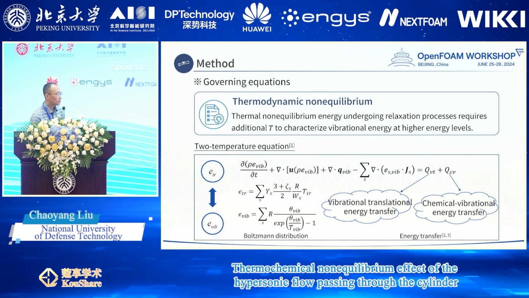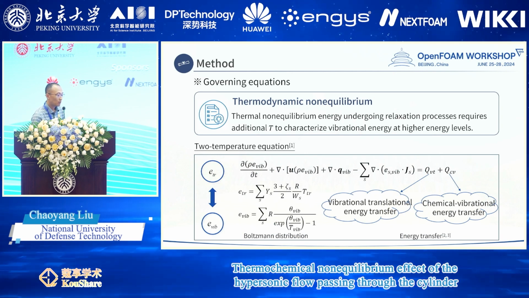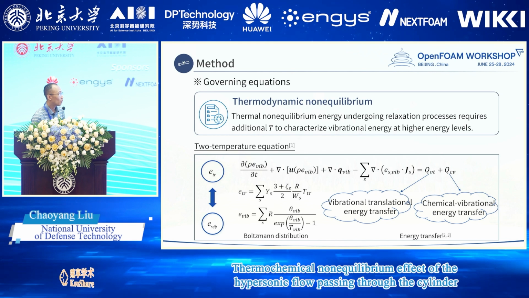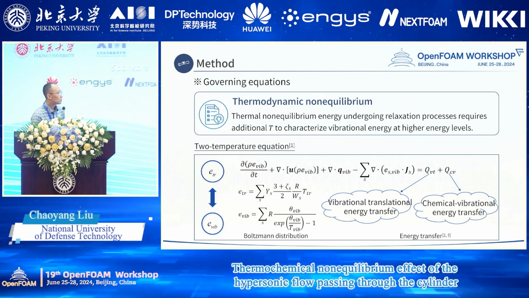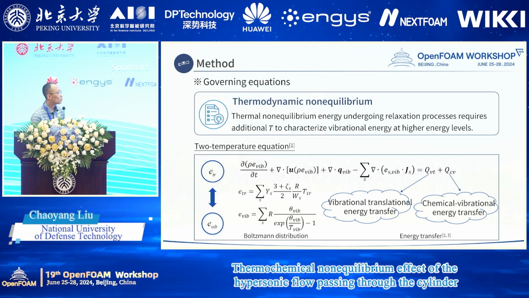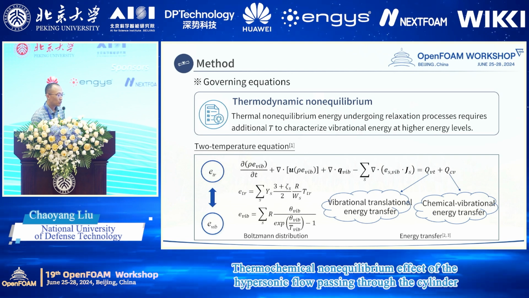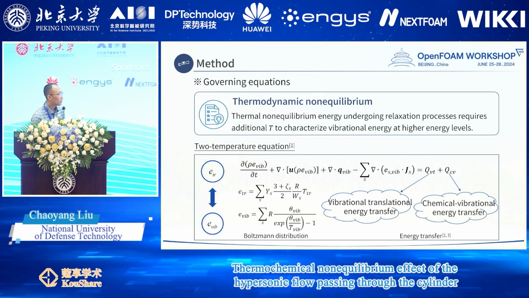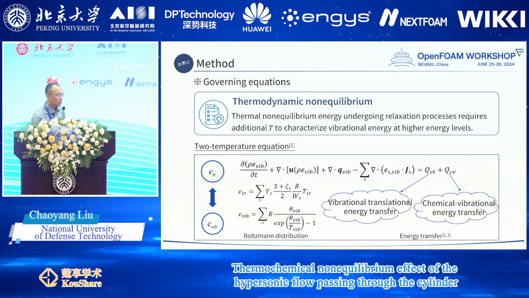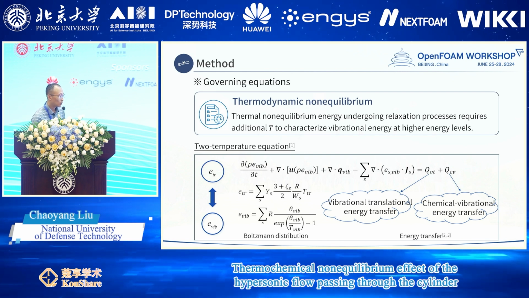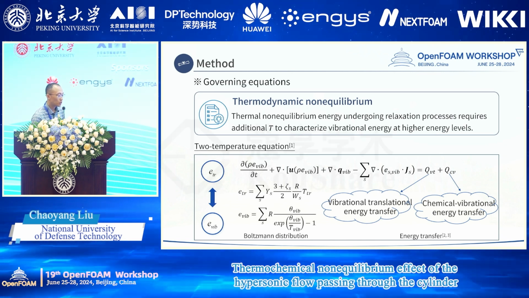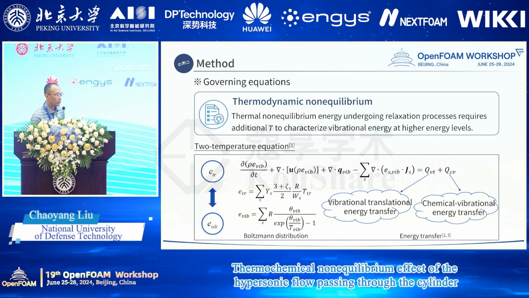Another feature is the presence of thermal non-equilibrium. Thermal non-equilibrium energy undergoing a relaxation process requires another temperature to characterize the vibration energy at higher energy levels. To this end, we adopt Park's two-temperature model, and the total energy is divided into two parts: translation energy and vibration energy, which can be solved through the Boltzmann distribution. The additional vibration energy equation can be written in conservation form, with the two terms on the right side of the equation representing vibration-translation energy transfer and chemical-vibration energy transfer.